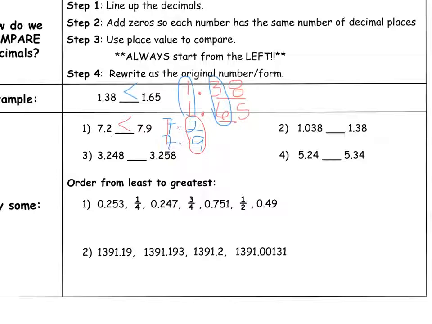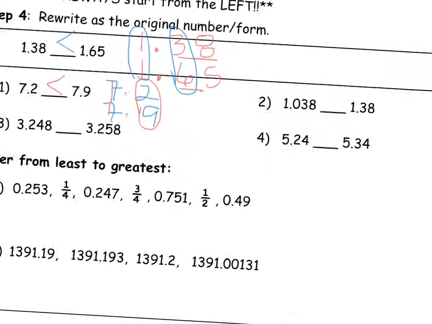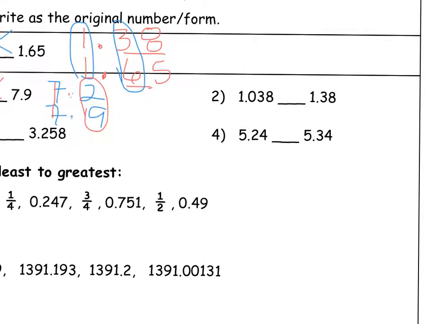Then we have 1 and 38 thousandths and 1 and 38 hundredths. Okay? So again, I'm going to rewrite it. I'm going to line them up.